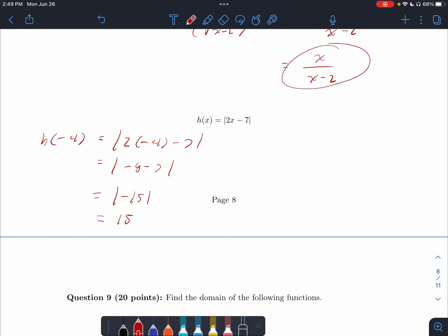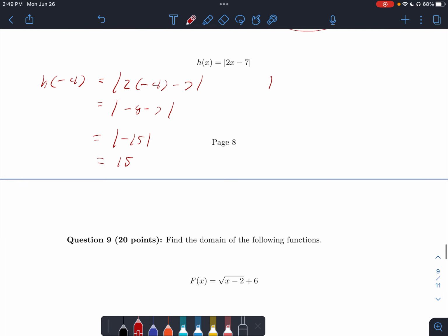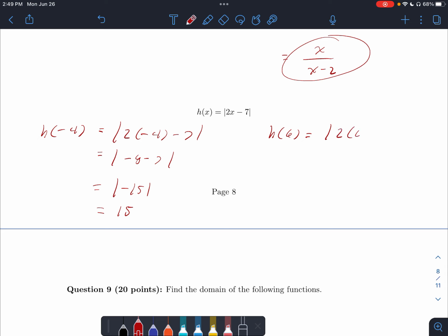So let's take a look. Now we can do the other one, which was h of 6. So we have the absolute value of 2 times 6 minus 7, which is the absolute value of 12 minus 7, which is just the absolute value of 5, which is just 5. So we have 5 and 15.